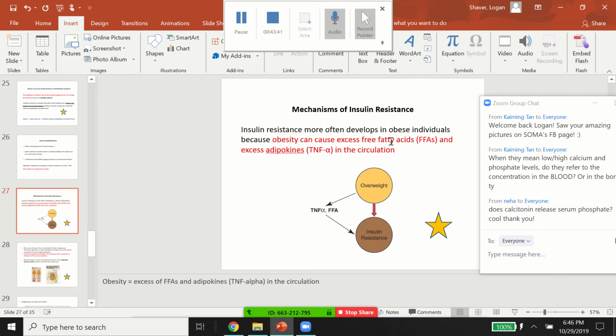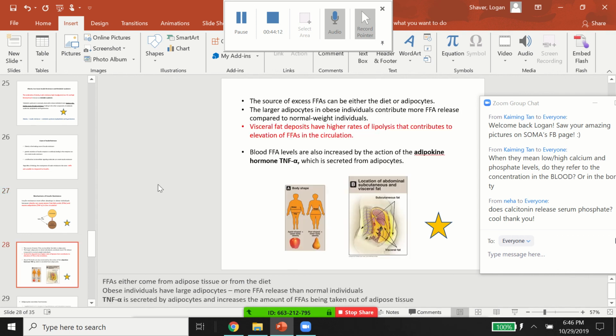All right, so mechanisms of insulin resistance. The reason I included this slide is that it talks specifically about how obesity leads to insulin resistance. That's why I have a star here, because it's important to know that obesity causes insulin resistance via too much free fatty acids, so excessive free fatty acids or FFAs, right? And excess adipokines or TNF alpha in circulation. This little diagram is super simple and sums it up for you.